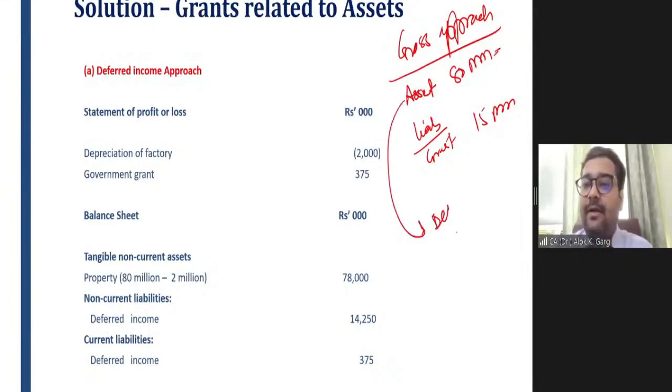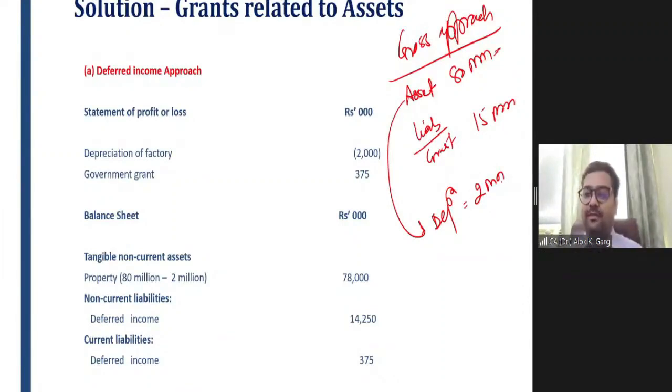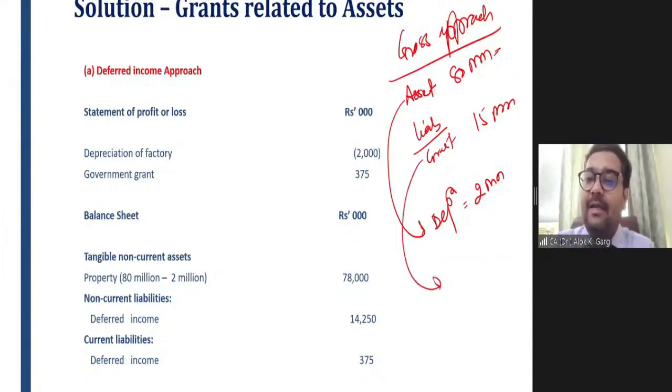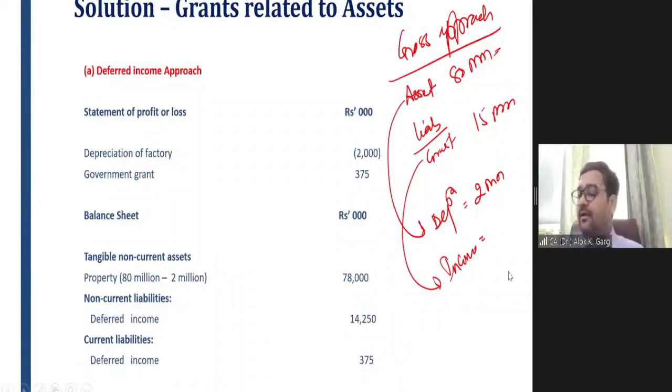Okay. Now on this asset, the life is 40 years. On this asset, depreciation is going to be charged every year. 80 by 40, 2 million. And what about this grant income? This 15 million has to be amortized over a period of 40 years. So 15 divided by 40. What does 15 divided by 40 come out at? It is 3,75,000, so it is 0.375 million.